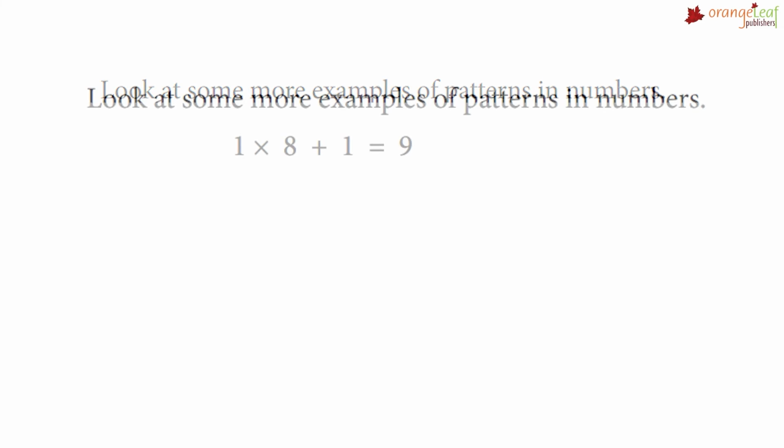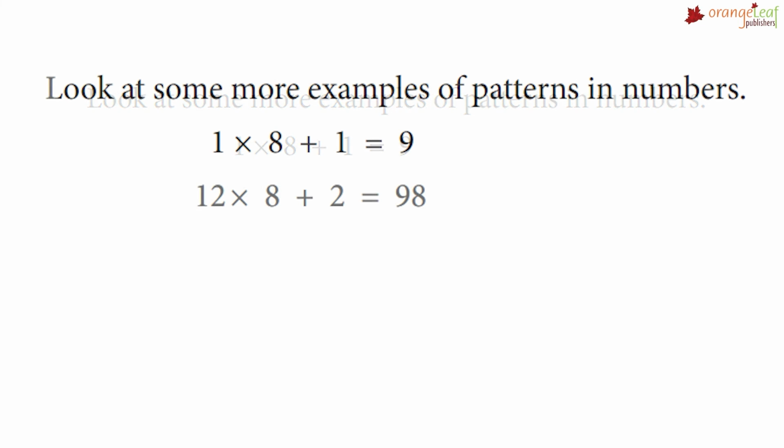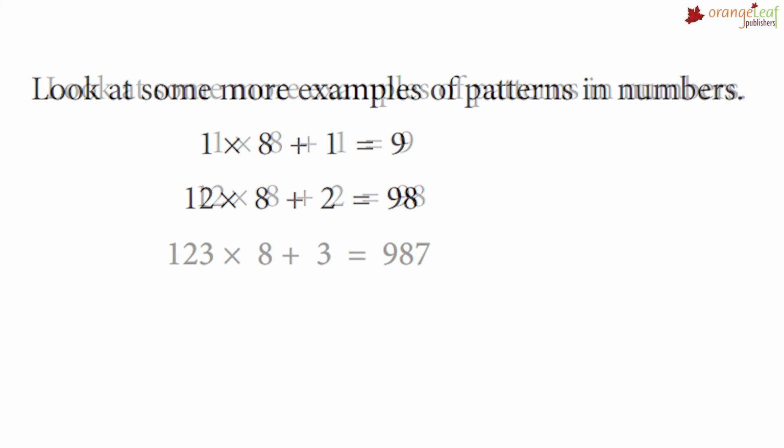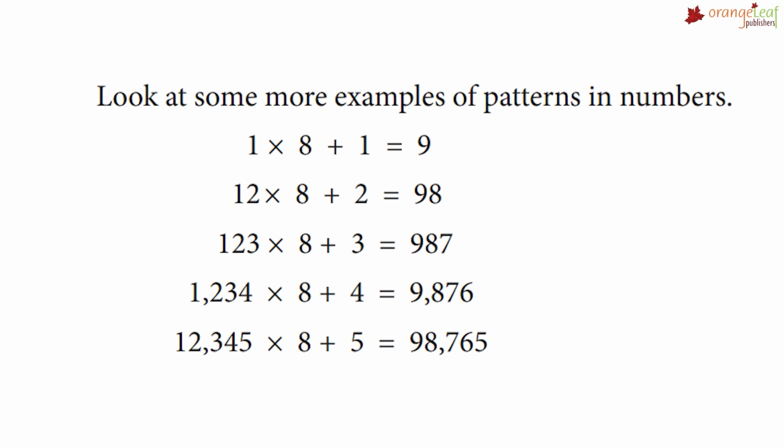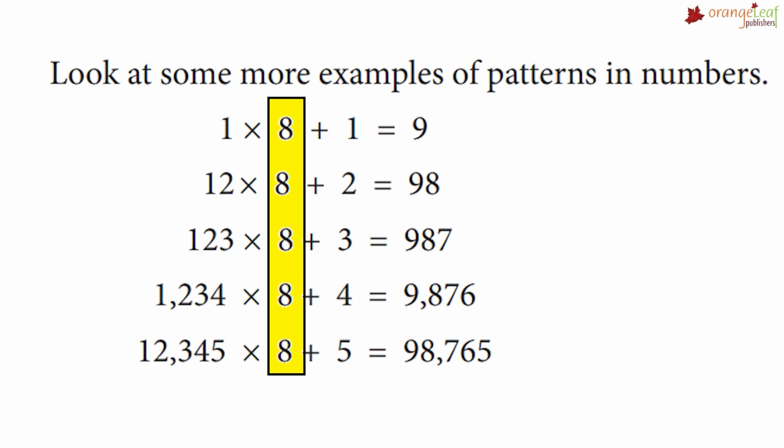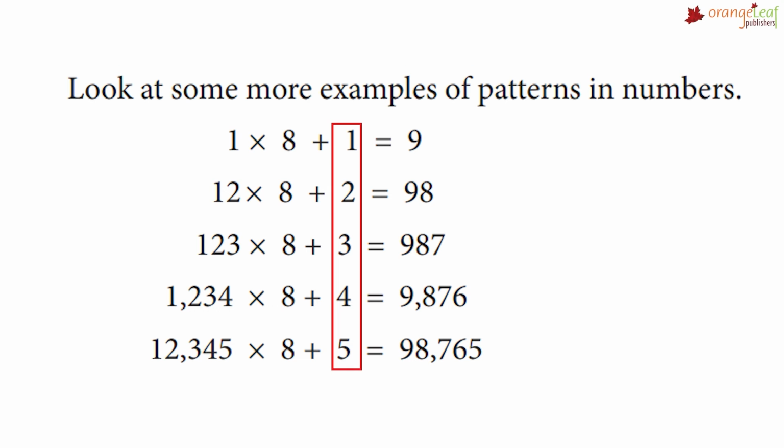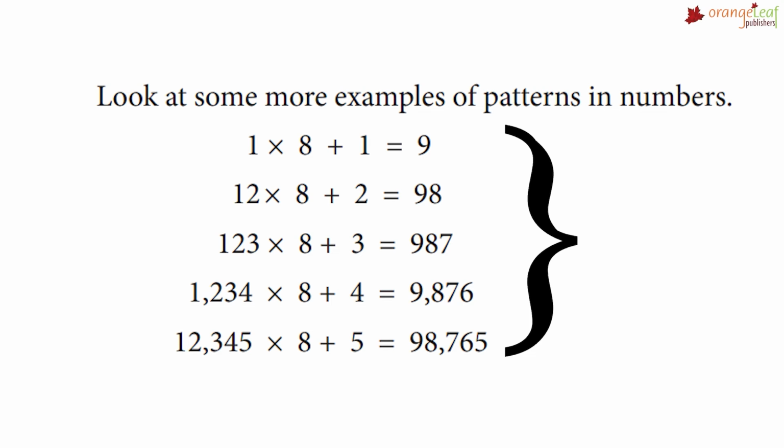Here is one. 1 into 8 plus 1 is equal to 9. 12 into 8 plus 2 is 98. 123 into 8 plus 3 is 987. Here we can see the pattern where the multiplied number starts with 1, then goes to 1, 2, then 1, 2, 3, while 8 remains constant. The number added also goes in the pattern of 1, 2, 3, and the answer goes in the reverse order of 9, 98, 987, and so on.